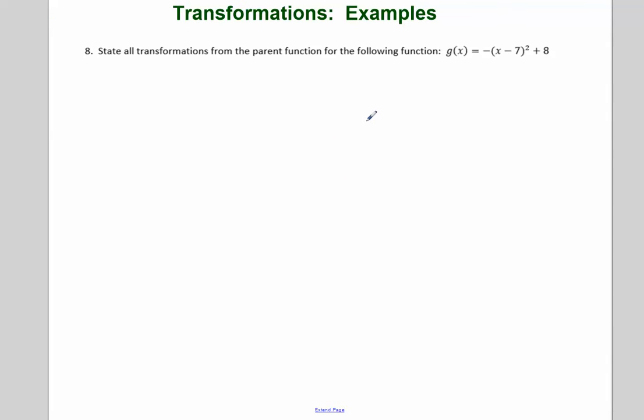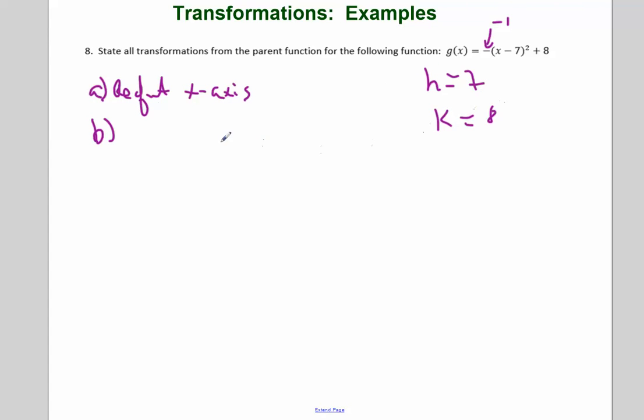And this was off your homework, so this one is a little bit more straightforward. Let's take a look at everything that happened. First thing I notice is that I have a -1 in front of this, so that's going to reflect across the x-axis. Okay. Next thing I notice is that my h is 7, my k is 8, so that's going to basically be a translation 7 right and 8 up. Okay. That's pretty much what we're looking for on these types of problems.